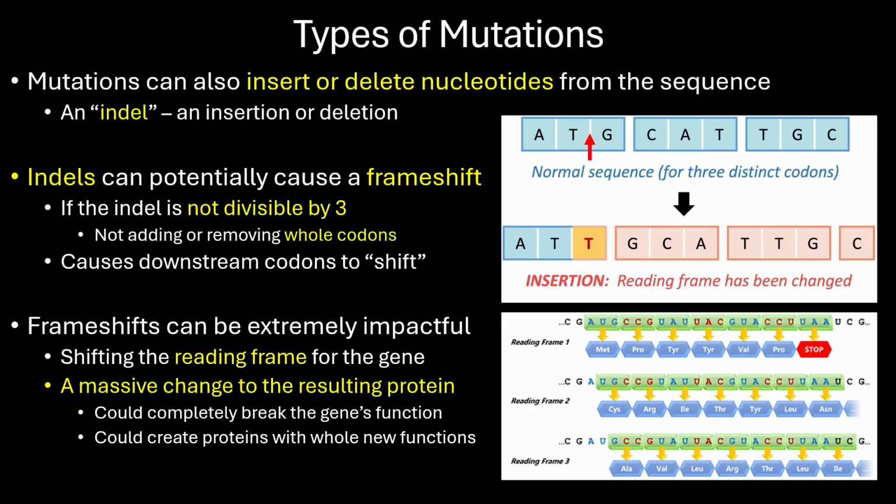A frame shift mutation happens if an indel occurs in a number of inserted or deleted nucleotides that is not divisible by 3. As in, we're not adding or removing whole codons, we're adding or removing like half codons. This will cause the downstream codons to shift. Now, frame shifts can be extremely impactful because they can impact every subsequent codon downstream of the mutation. This can have a really major impact on the resulting protein. It can look wildly different than it did before the mutation, and therefore its function could be wildly different as well.